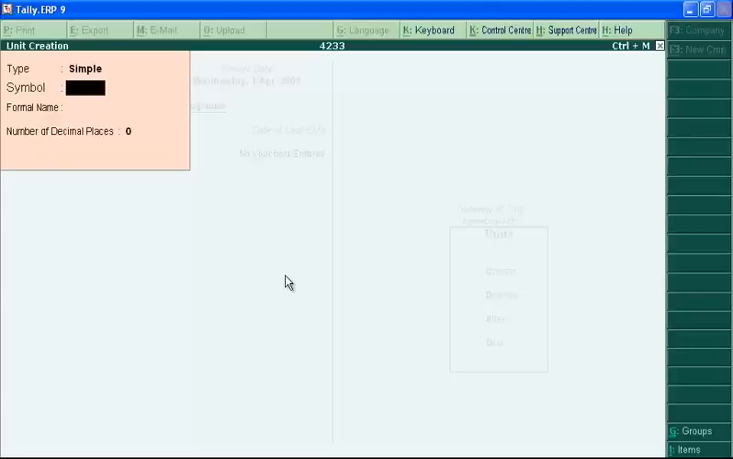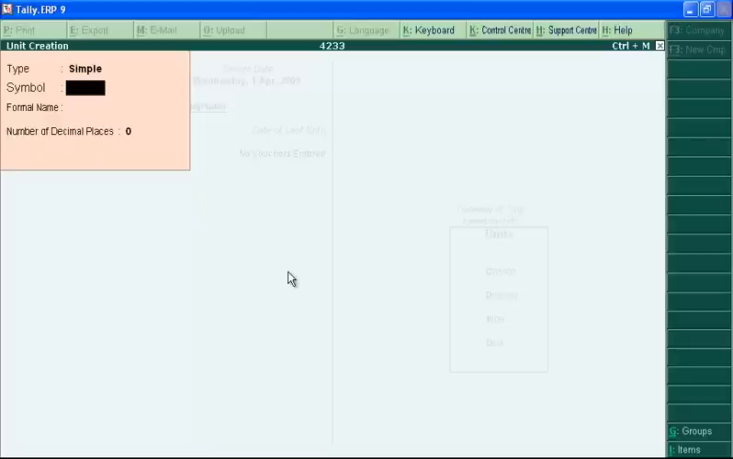First of all, we will create gram. Its symbol is G or GR, gram. Place value decimal, accept it. Next, we will create milligram. Its symbol is ML or mg, milligram. Accept it.